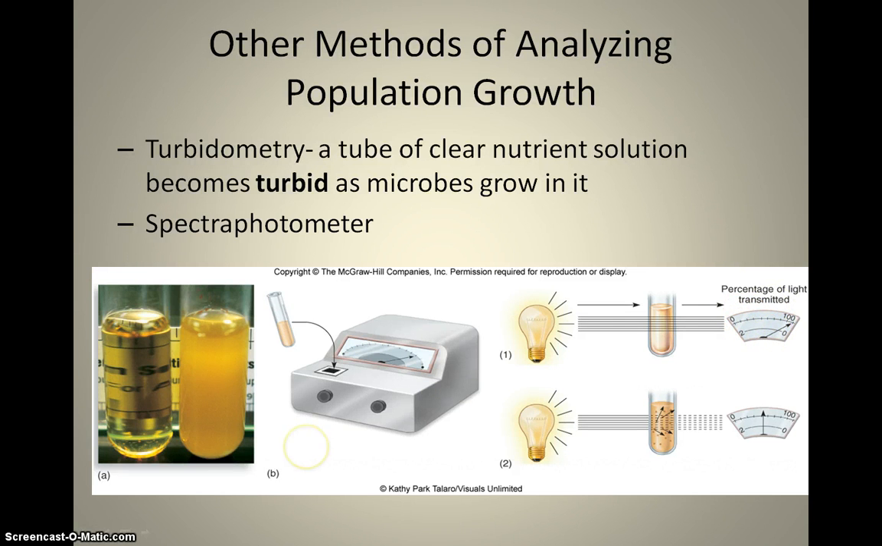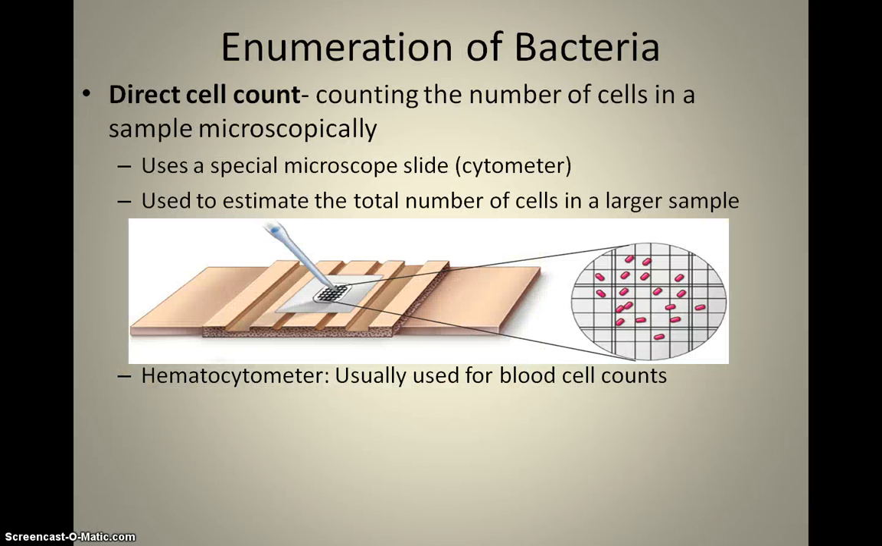Then as we allow the bacteria to grow, the sample gets cloudier and cloudier, and light ends up being reflected off of the bacteria, and therefore less light is transmitted. So we can equate the cloudiness to the number of bacteria that are there, and that's an indirect cell count. Now, we can also do a direct cell count, and there are different methods for doing that.